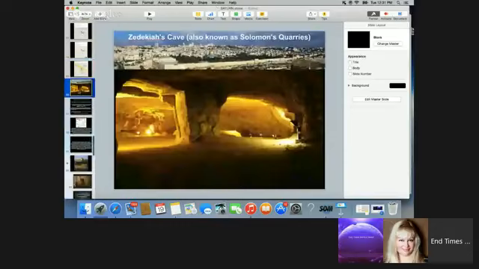So, okay, here's the cave that's underneath. I know there's a cave that goes underneath the dome. You saw a picture of it up there that I showed where you could go underneath it and worship the dead people.